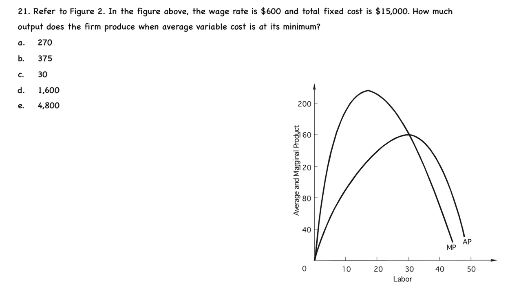So question 21 says refer to figure 2, and the figure below, same idea, doesn't really matter. The wage rate is $600 and total fixed cost is $15,000. How much output does the firm produce when average variable cost is at its minimum? So when average variable cost is at its minimum, this occurs at the maximum of the average product curve.